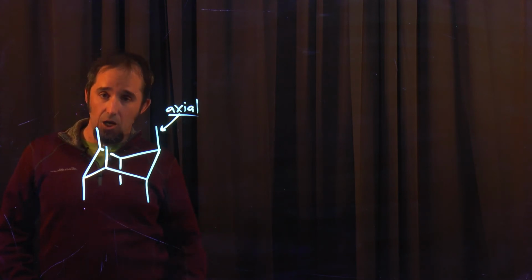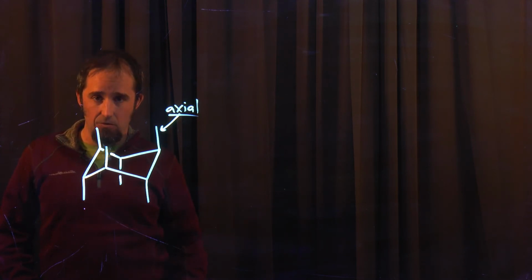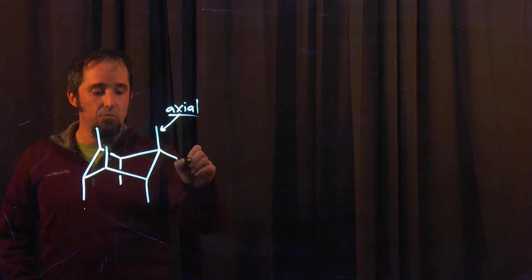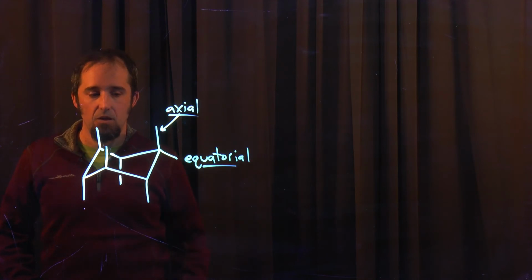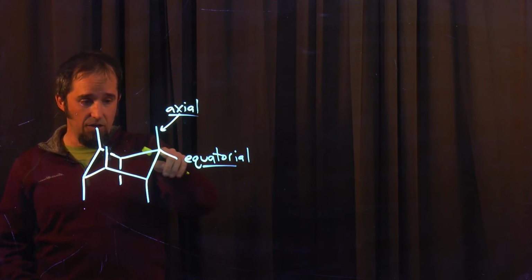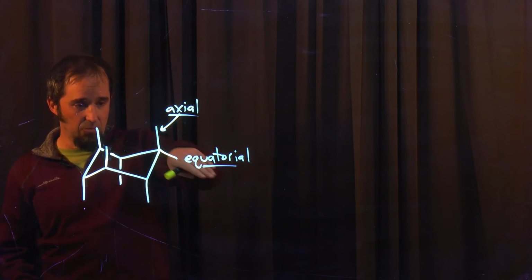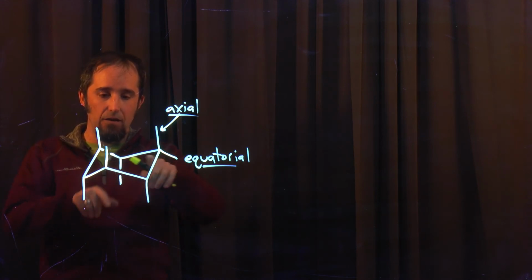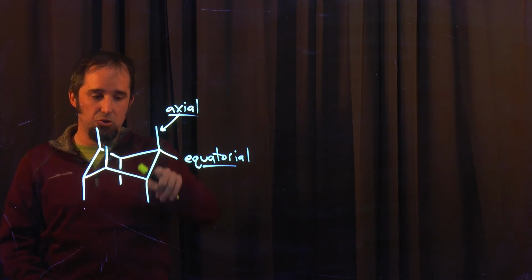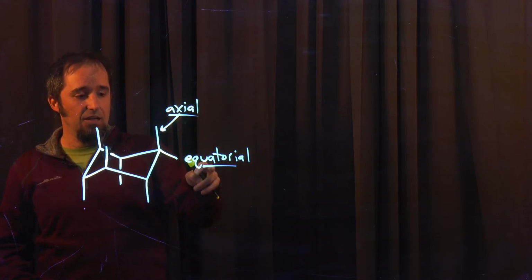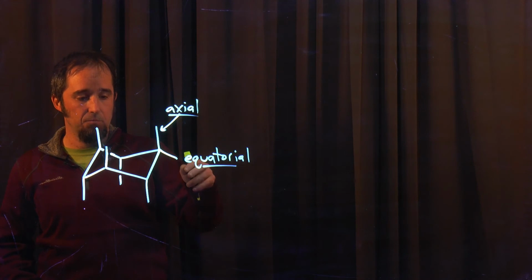One is going to be up, one is going to be down. So one is going to be axial, and one is going to be equatorial, like the equator. Notice that while this one is straight up and down, this one is kind of down and a little bit at an angle. It's actually parallel to both of these bonds here. So here, up is axial and down is equatorial.